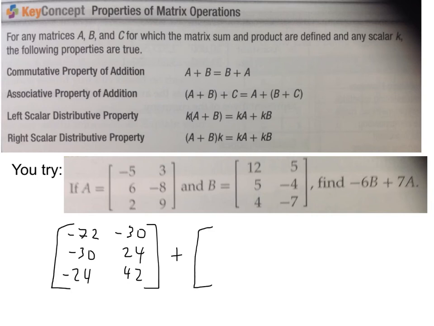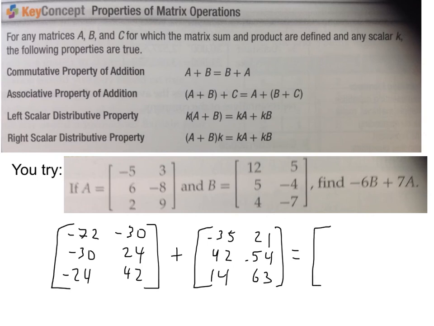Well, 7 times negative 5 is negative 35. 7 times 3 is 21. 6 times 7 is 42. Negative 8 times 7 is negative 56. 2 times 7 is 14. 9 times 7 is 63. Okay, add those two up.